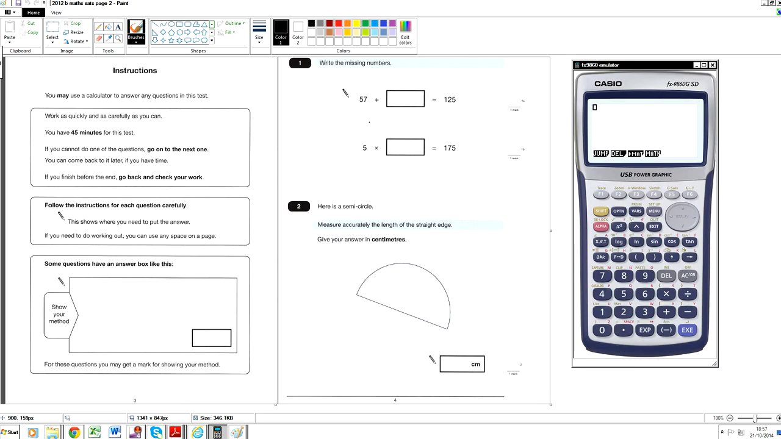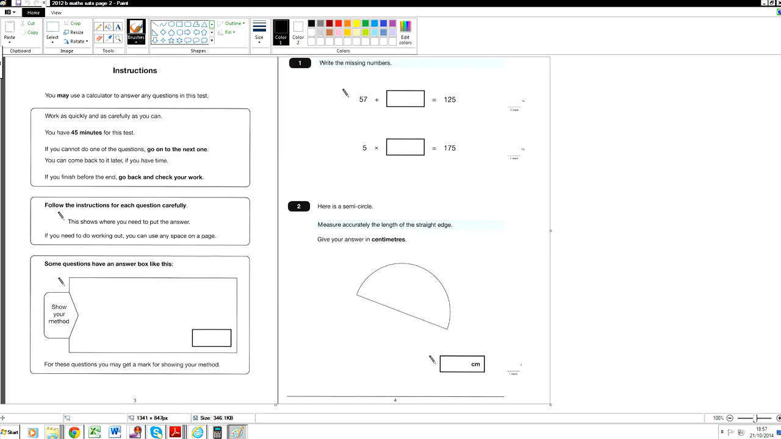Okay, question number 1. Right, I haven't asked any questions, so you can put your hands down. 57 add a number is equal to 125. Now, I need to know the technique. I don't want the answer. What is the method for doing this type of question? Okay, now let's have Mr. Mushal. Right. You take away the numbers that you see.